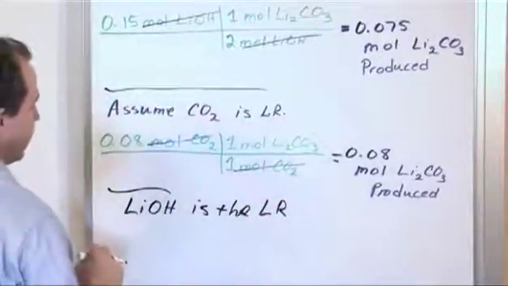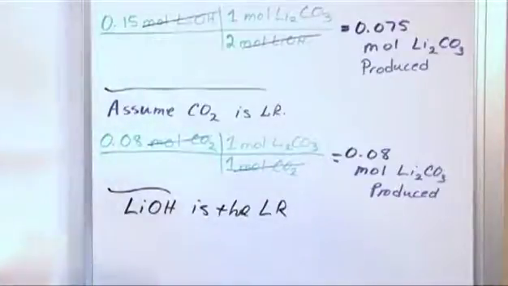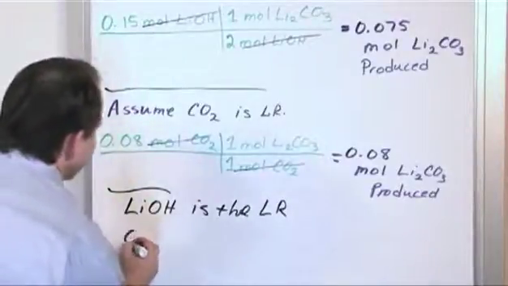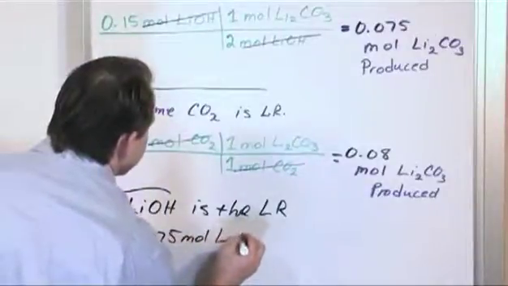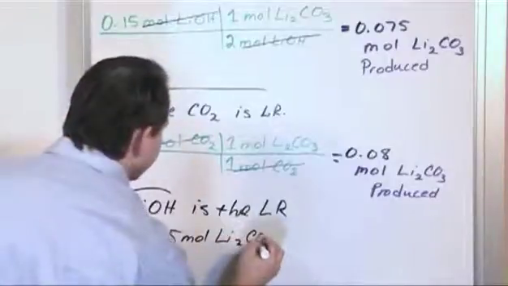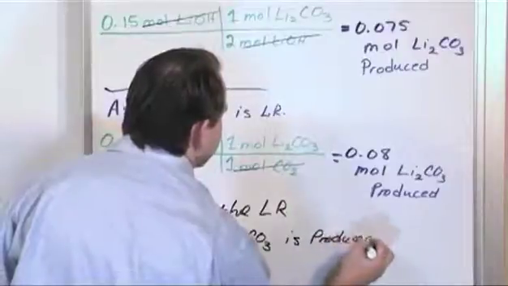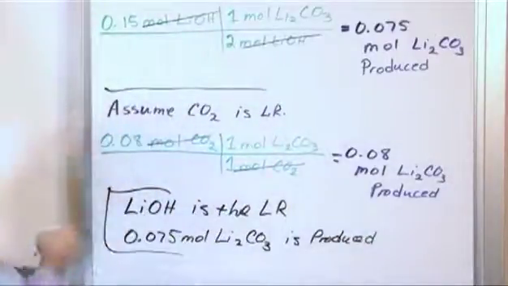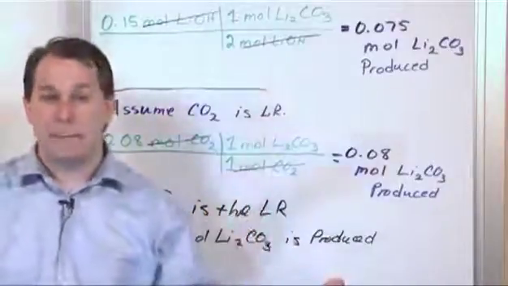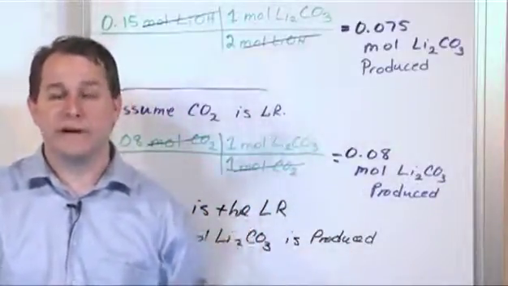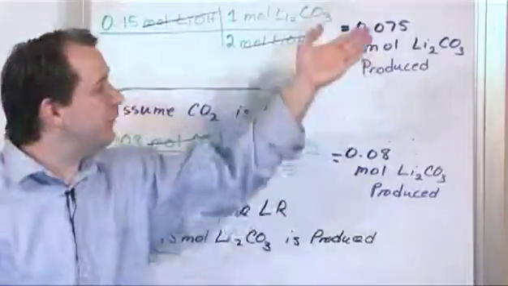That's thing number one that we figure out. And thing number two, the second part, is how many moles of lithium carbonate can be produced. We figured out that 0.075 moles of Li2CO3 is produced. And this really is the way you do all of these limiting reactant problems. You do two calculations, figure out how much product is going to be produced in all of the different cases, and then from that you determine which one is the limiting reactant by choosing the smallest number.